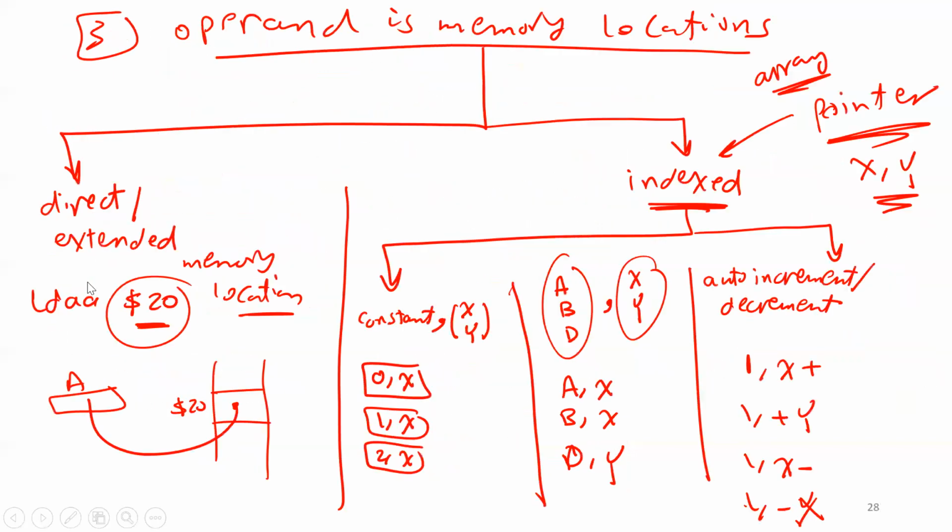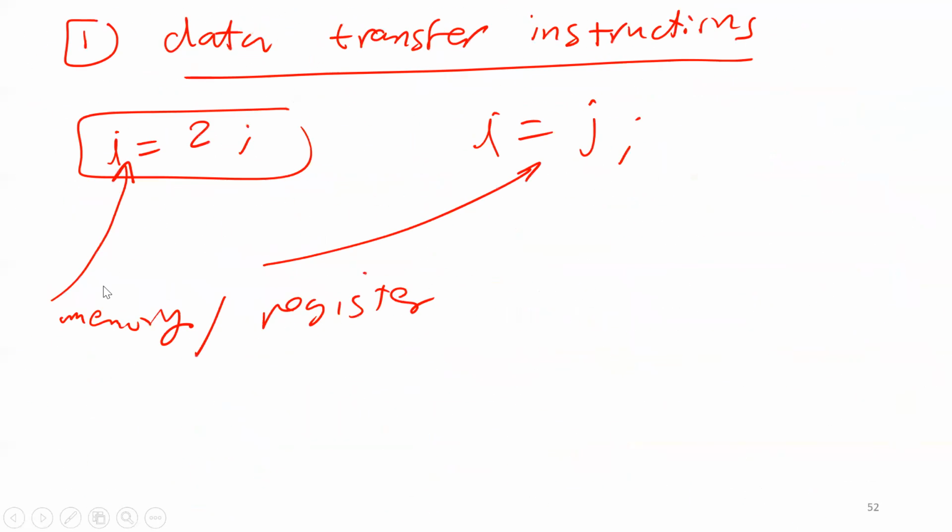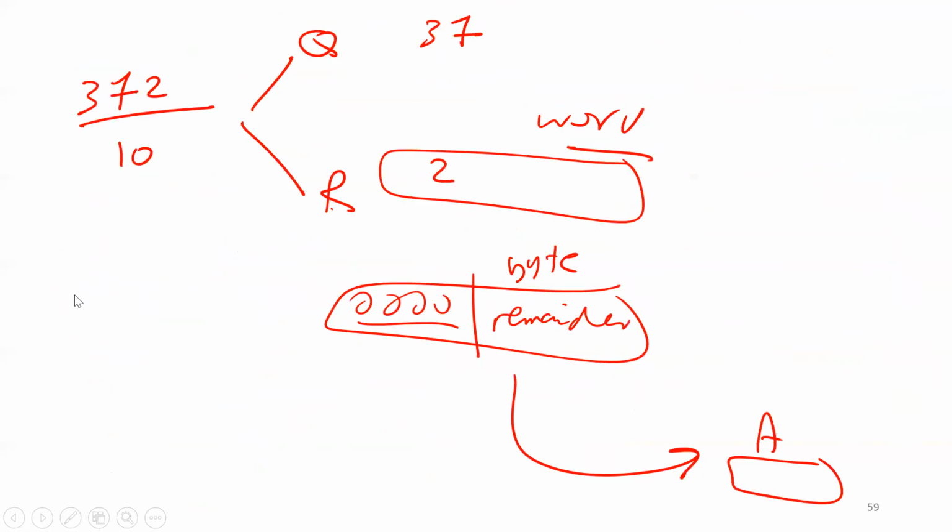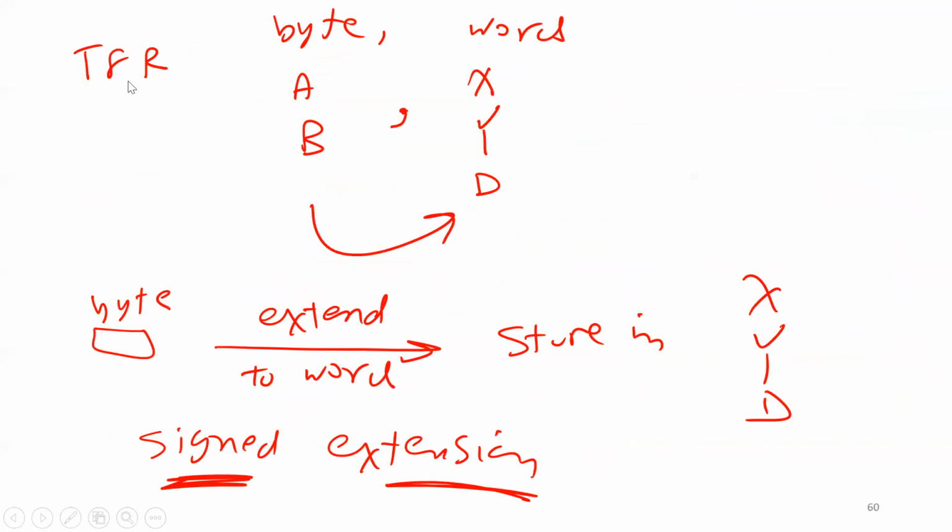Okay, so let me return to here. When I say transfer byte to a word, here I'm going to put a byte and here a word. So this one actually is going to do extension. I'm going to take a byte, extend the byte to a word, and store it in a word. So the byte in register A is going to be extended to a word, and then I'm going to store it in X.